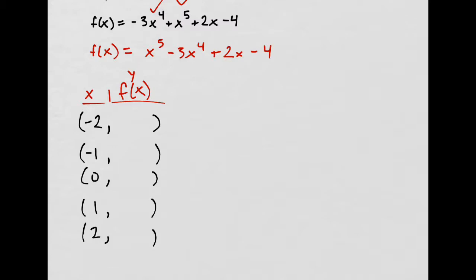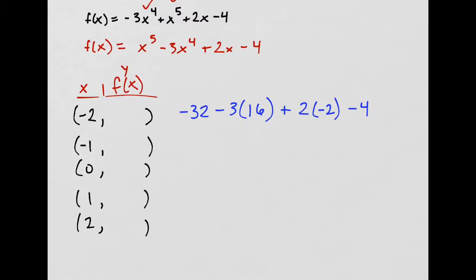So I'll do it in blue. -2 to the fifth, that's a -32. Minus 3 times -2 to the fourth, that's positive 16, right? Plus 2 times, so I'm writing it out just so I don't get confused, 2 times -2. Yeah. And then minus 4.